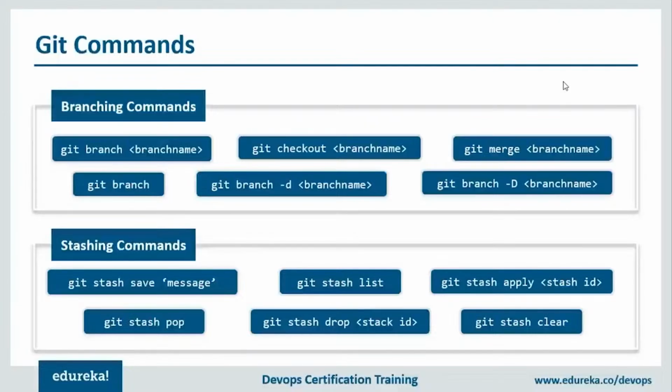Git stash save message is to basically save the stash with a message. Git stash list gives you the complete list of stashes you have. Git stash apply stash ID is to apply that particular stash on that particular commit. Git stash pop is to apply the most recent stash and then remove it from the stash stack. Then we have git stash drop stash ID, that is used when you have to delete that particular stash from the stash list. And you can also clear the complete stack of stashes by just using the command git stash clear. So guys, that was a basic overview of the basic commands of Git.